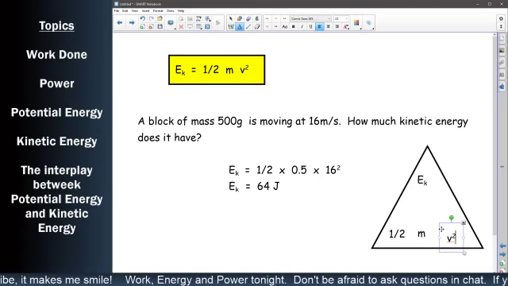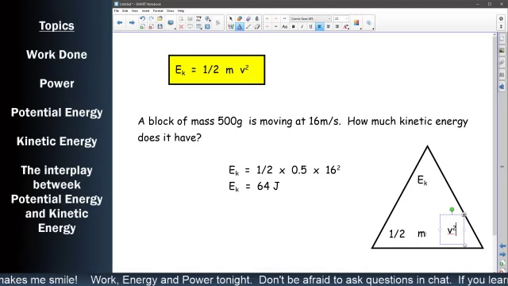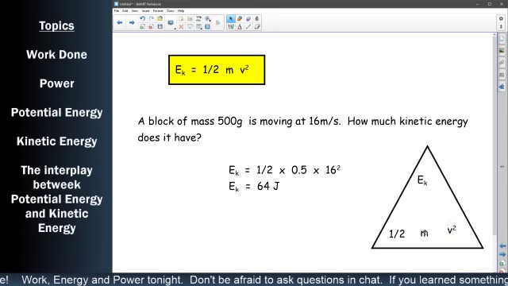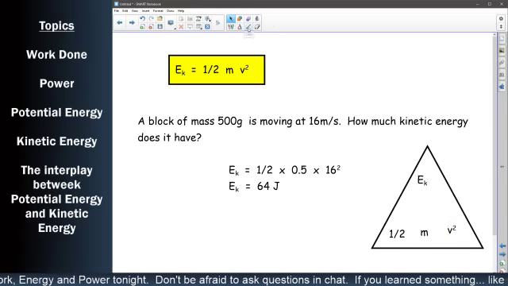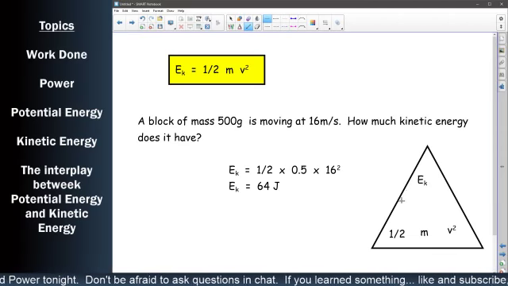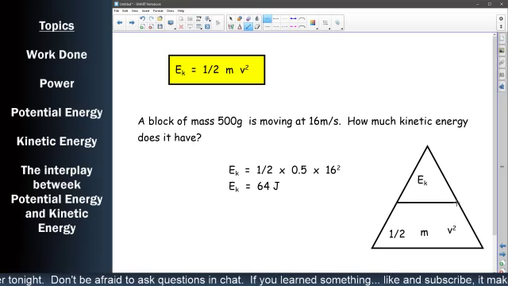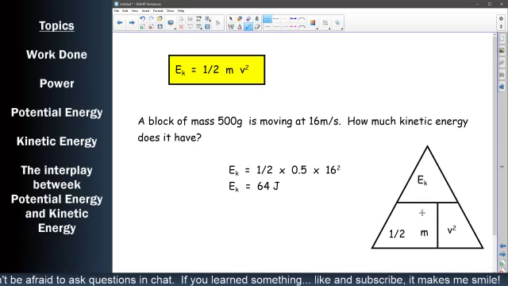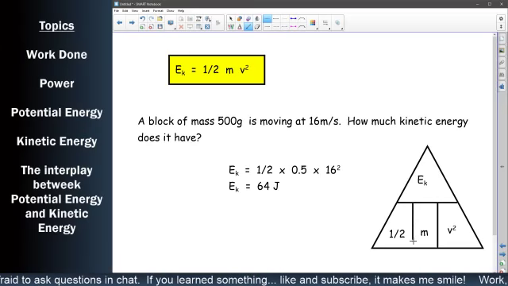Now, if you are using this as a technique, and there's nothing wrong with that, there's no judgment here on the channel, what you really must have is a little bit of a think. What you really must do at the end is square root V squared. You are not going to find V with this process. You are going to find V squared with this process.